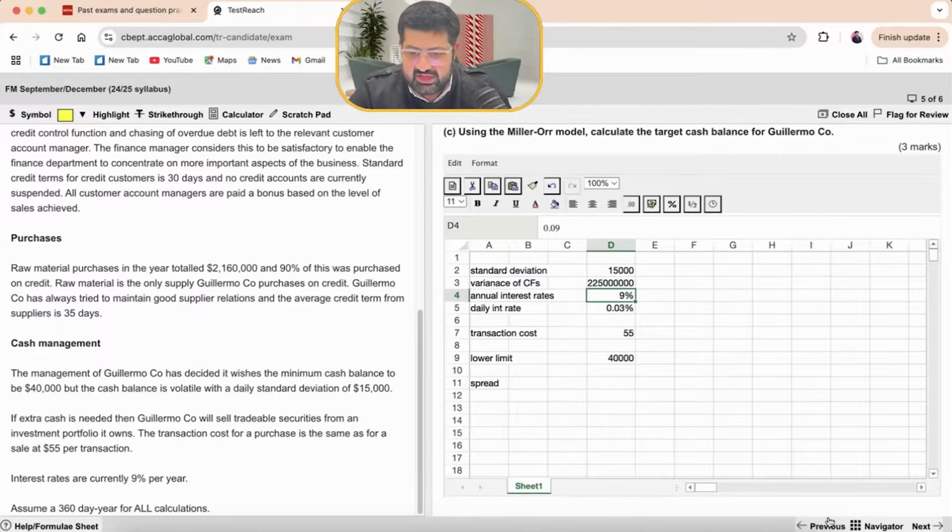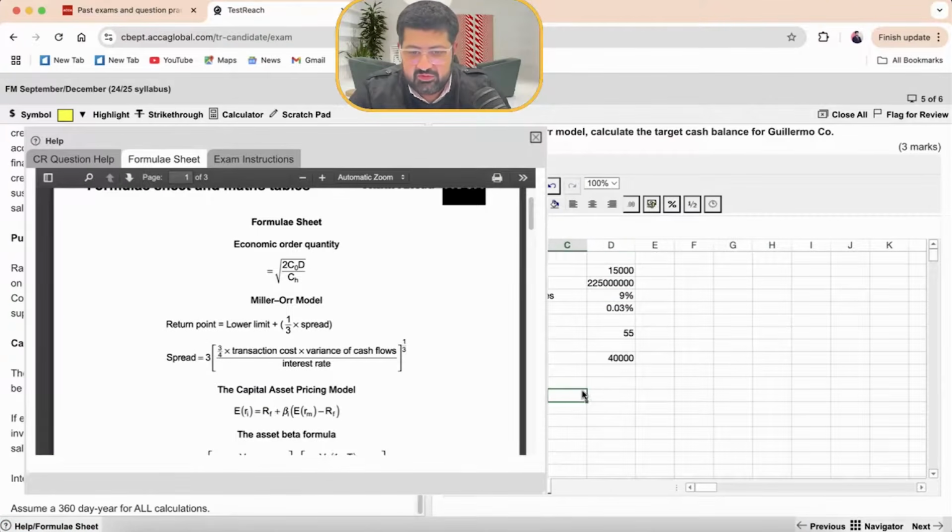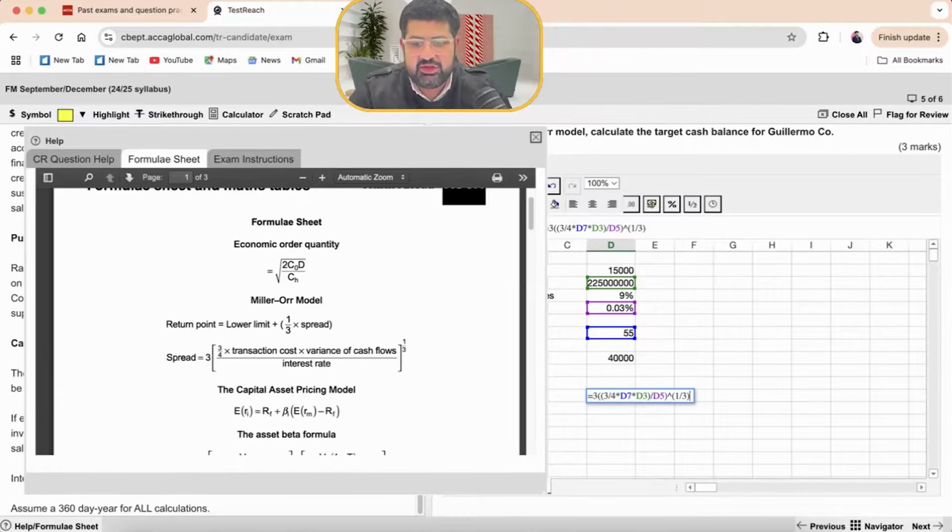Now, once again, the formula for spread. So spread we will be calculating, that is equal to 3 into 3 by 4 into transaction cost into variance of cash flow, and then divided by interest rate, daily interest rate, then raised to power 1 by 3. So this is how it will be calculated.